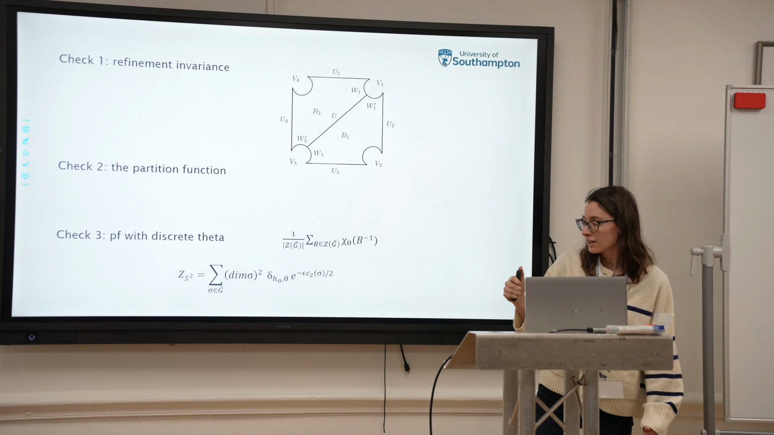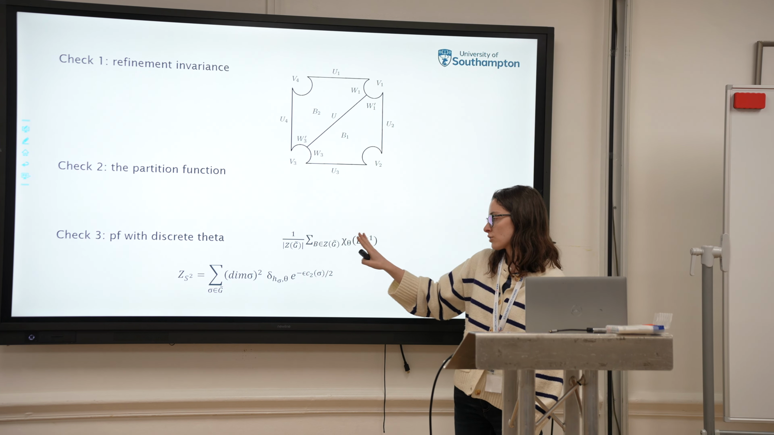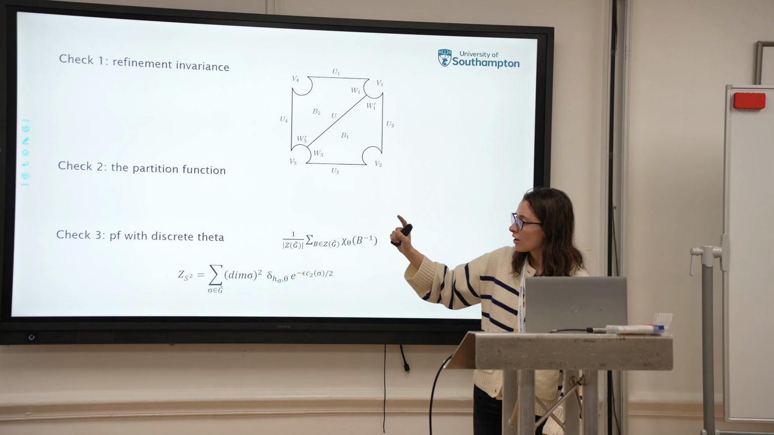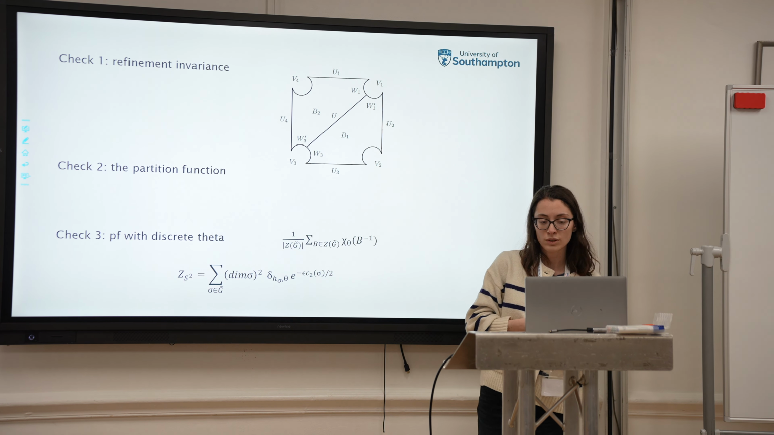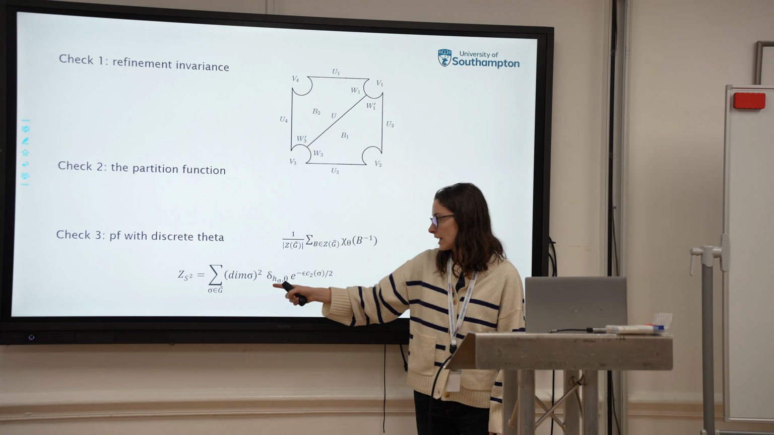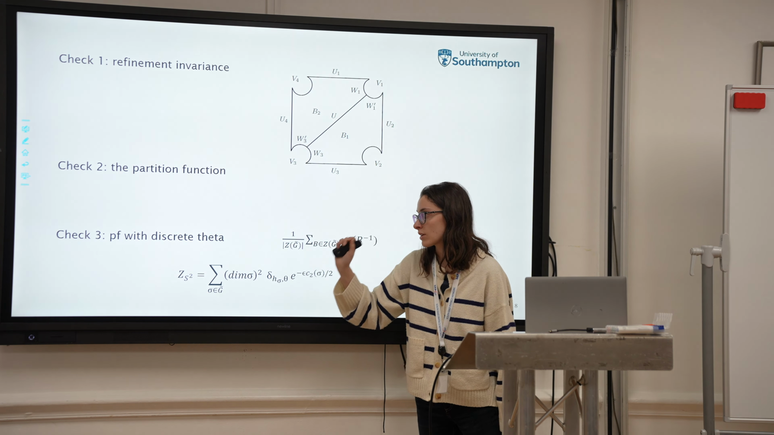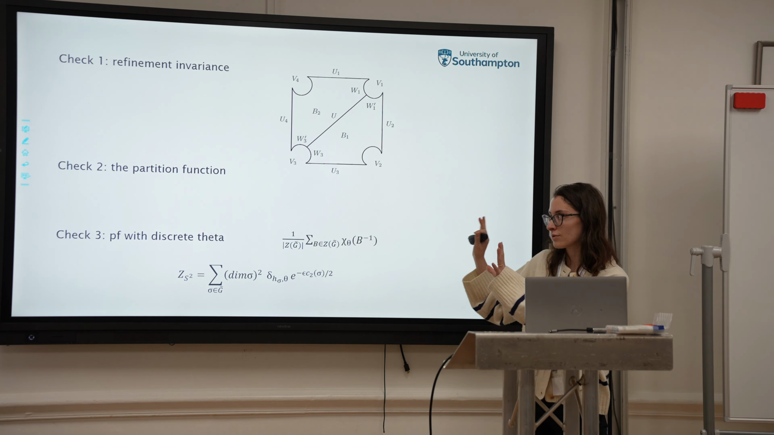And the last check is that if we integrate out the B degrees of freedom with this particular choice of weight, this is not very important, we recover the partition function with a discrete theta. And this is what the partition function looks like. As you can tell, there's a restriction on the representations we're summing up. So this was very schematic.